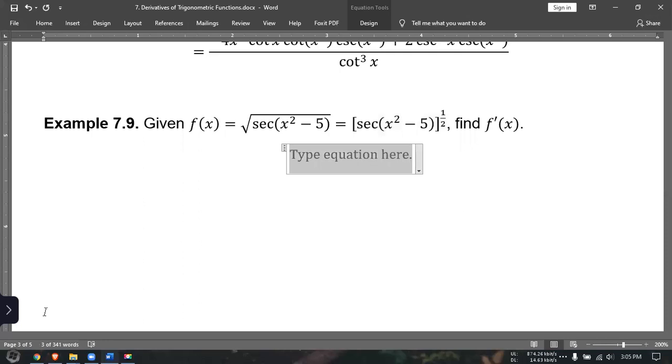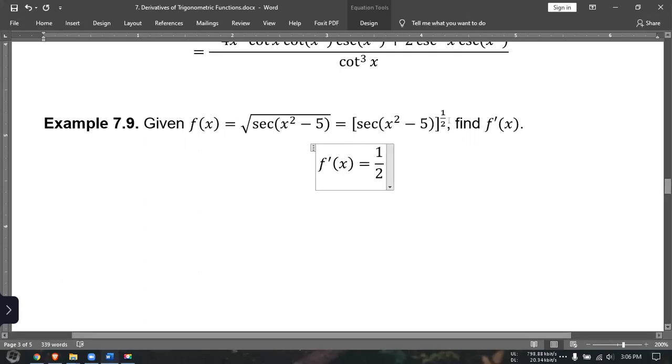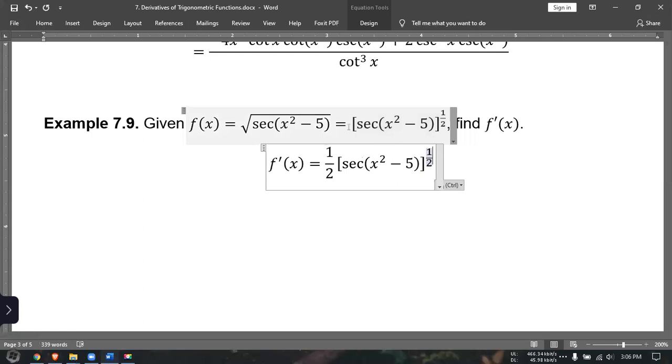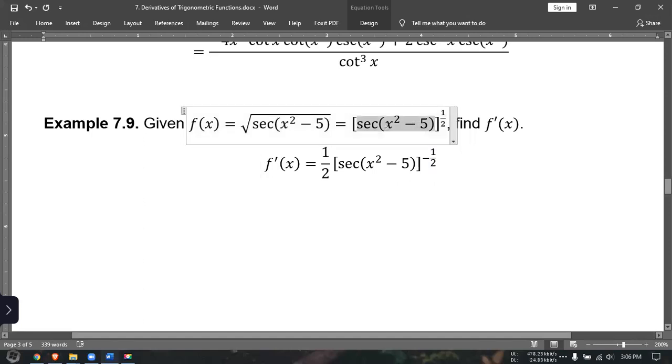We have f prime x. Then by chain rule, we'll be multiplying our term by the exponent. Then copy the secant squared x. Then after that, we'll be subtracting 1 from 1/2. Basically, that is 1/2 minus 1, and 1/2 minus 1 is negative 1/2. Furthermore, after we apply the power rule, we'll be differentiating our base function here, secant x squared minus 5.